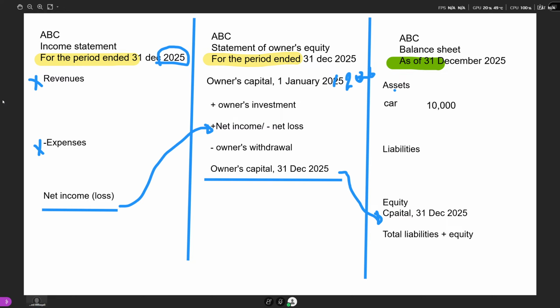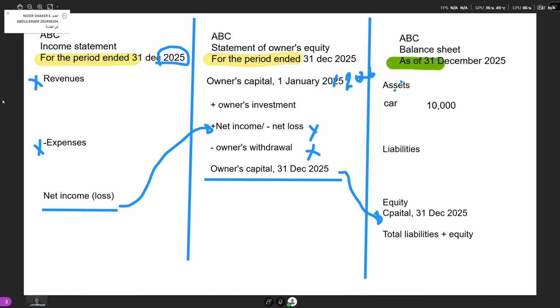So which means that next year, when I prepare the statement of owner's equity, I don't need the net income that I made for this period, and I also don't need the withdrawals that I made in this period in year 2025. Why? Because these accounts only mean something for this year. Next year when I prepare the statements, I will have different amounts for these accounts.